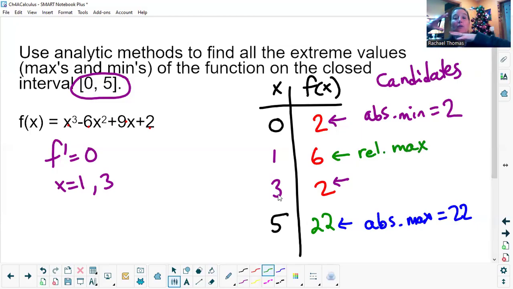So you got to use both the f prime signs. Is f prime positive, negative, 0? How is it changing? And the values of f if you have a closed interval to determine which values are your absolute max, which values are your absolute min, as well as classifying those internal critical points as being relative maxes, relative mins.